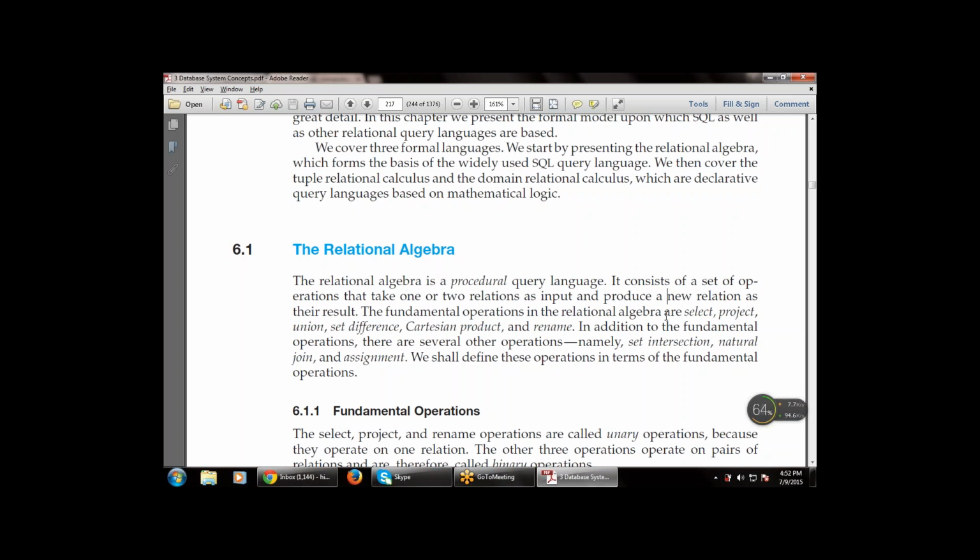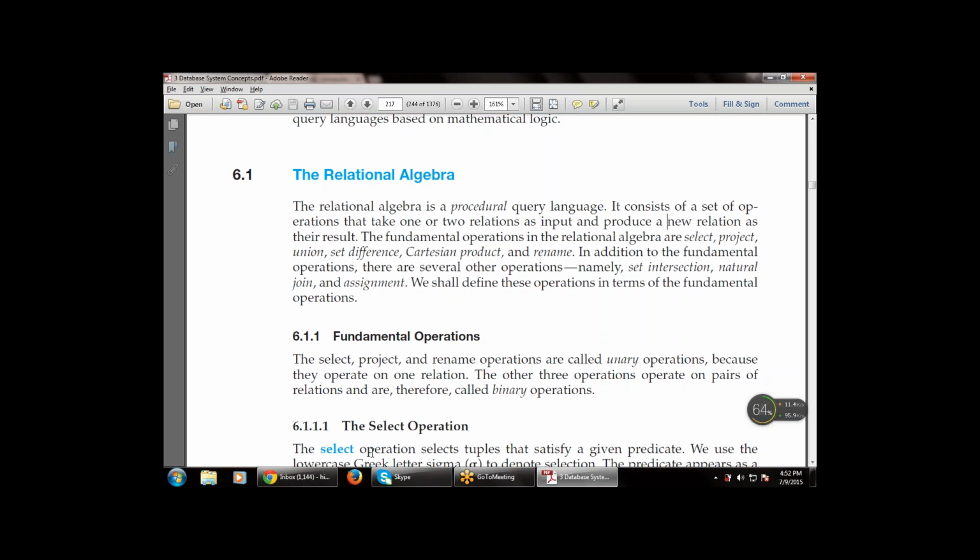We shall define these additional operations in terms of the fundamental operations. Now, what are the fundamental operations? Select, project, union, set difference, Cartesian product, and rename. Select, project, and rename operations are known as the unary operations. These three operations are performed on a single relation, because they operate on only one relation. That is why they are known as unary operations.